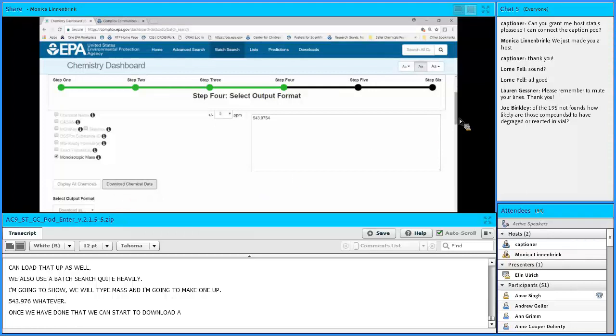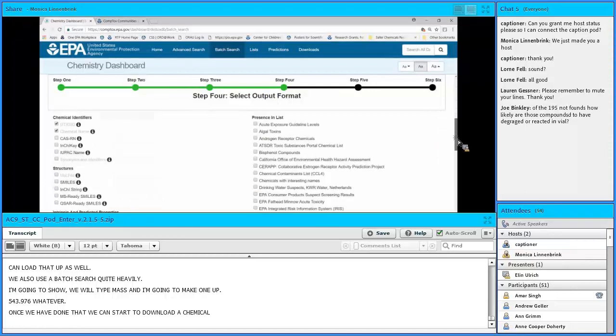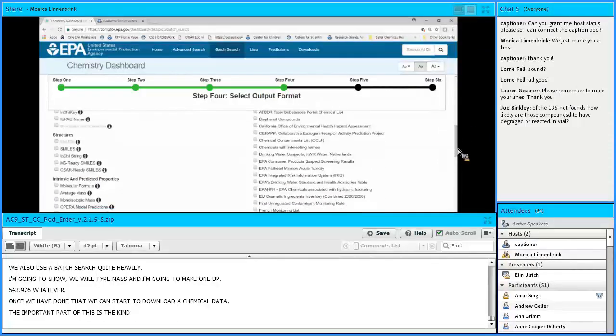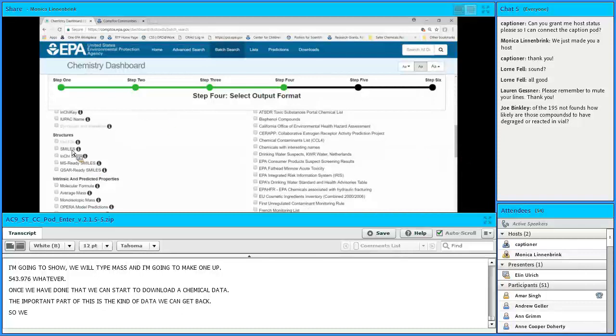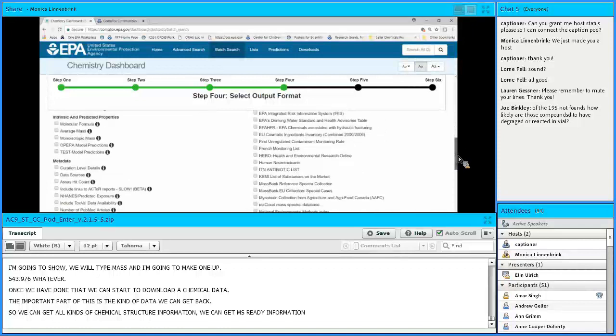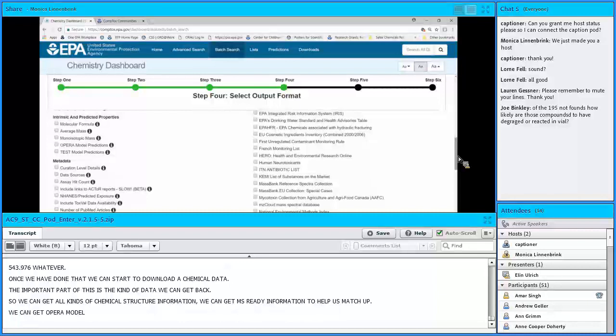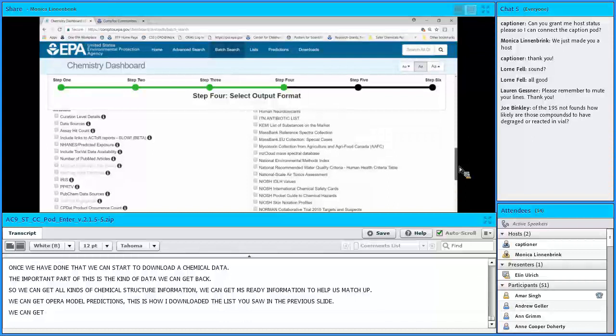So once we've done that, we can start to download the chemical data. The important part of this is the kinds of data that we can get back. So we can get all kinds of chemical structure information. We can get MS-ready information to help us match up. We can get OPERA model predictions. So this is how I downloaded the lists that you saw in a previous slide. We can get data sources. That's how we do our ranking.